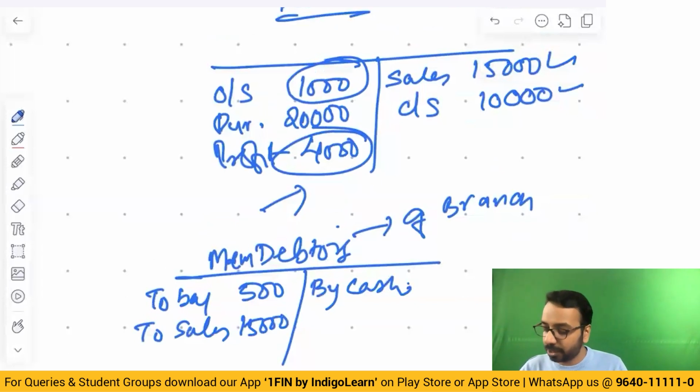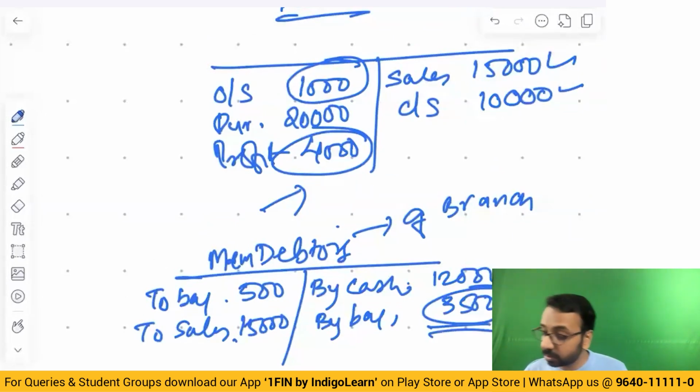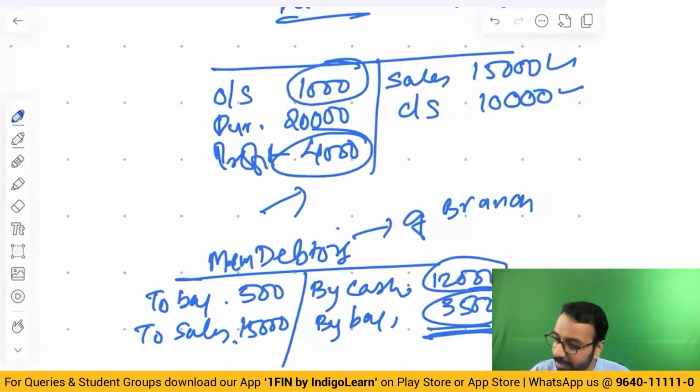By cash, branch cash, let us say the customers paid 12,000. By balance, 15,000 plus 500, 15,500 minus 12,000, 3,500. Now, this 3,500 is the closing balance of debtors at the branch. Whom does this belong to? Head office. Head office says, branch, you have to pay me 3,500. Then this cash was collected, 12,000. Assume there are no further expenses.